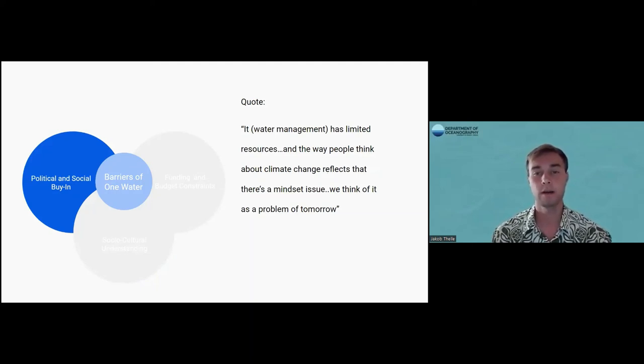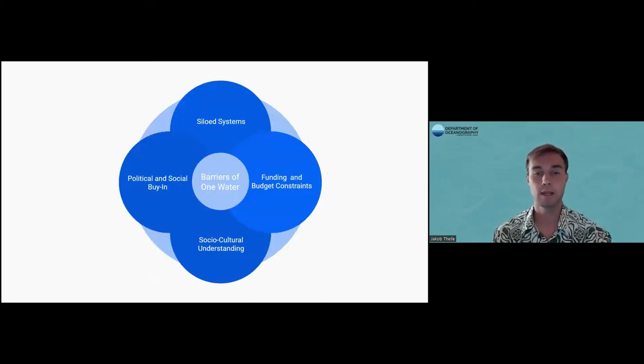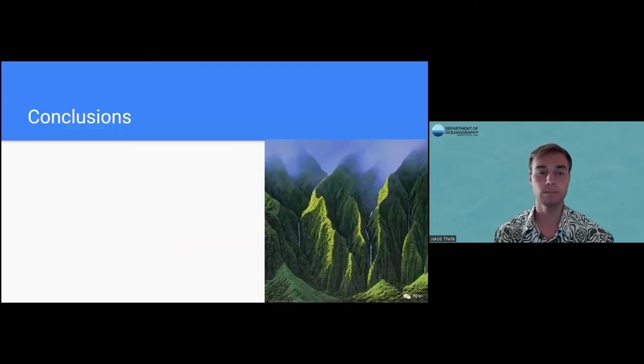So a quote from here is that water management has limited resources, and the way people think about climate change reflects that there's a mindset issue. We think of it as a problem of tomorrow. So overall, we have these four key barriers to implementing warm water, and these all have significant implications for the scale of planning and integrated climate science into water management.